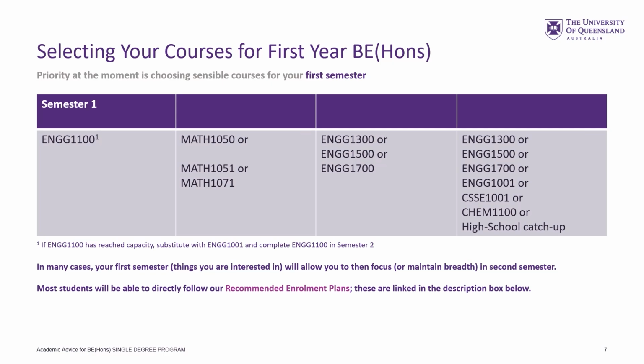You may want to pick up Chem 1100 if you're interested in chemical engineering. You might want to pick up a high school catch-up physics or chemistry course. In many cases, in the first semester, do things you're interested in. This will allow you to focus in second semester on making some choices. Most students will be able to follow our recommended enrolment plans, and these are linked in the description below.